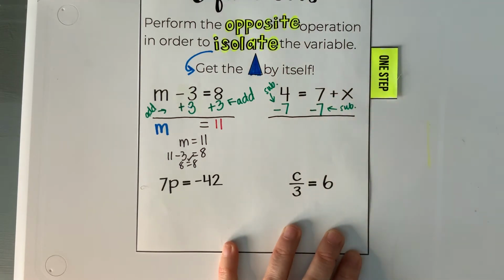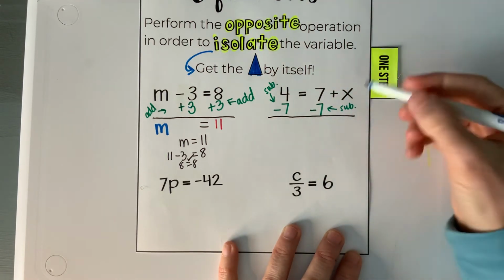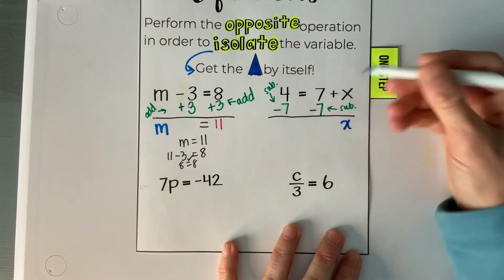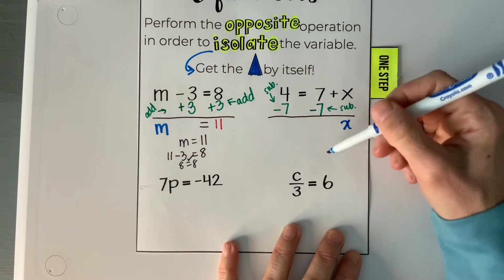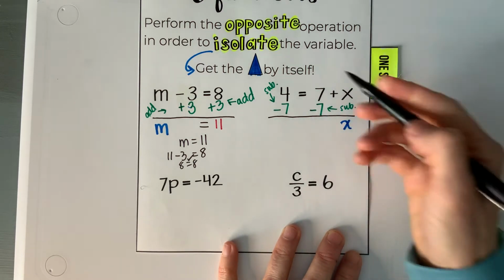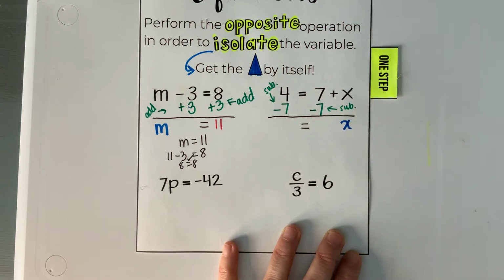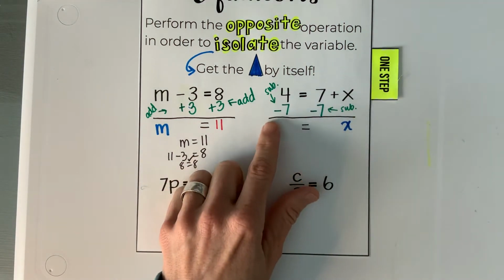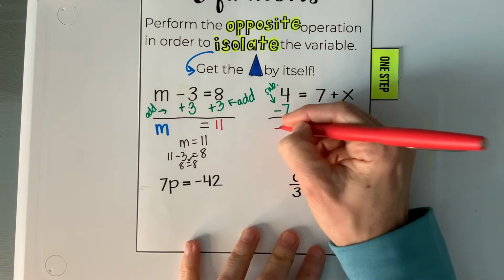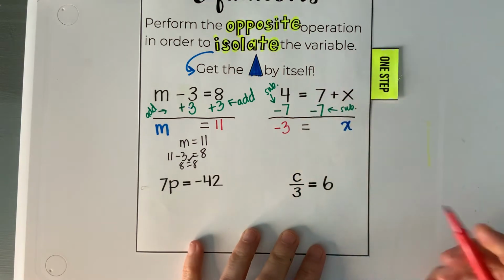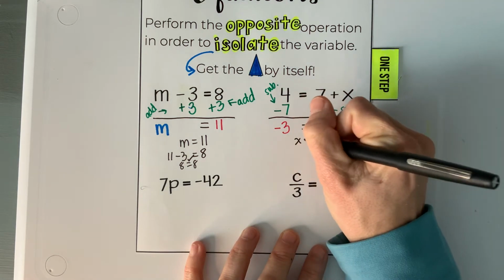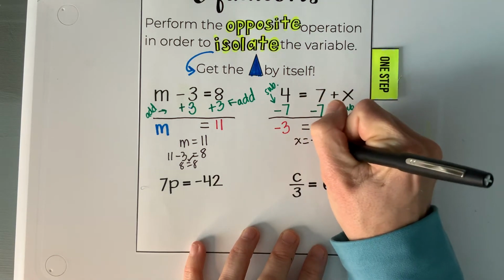There we go. Okay, so I'm going to bring down my x. 7 minus 7 is 0, so that term has been eliminated. That is good. And now I have 4 minus 7, and that's going to give me a negative 3. And so we can rewrite it the other way, x equals negative 3.